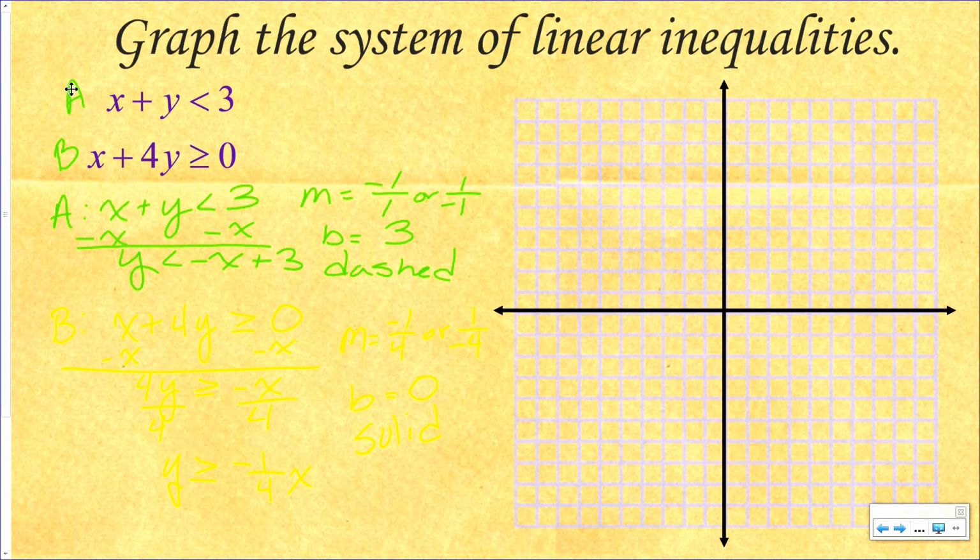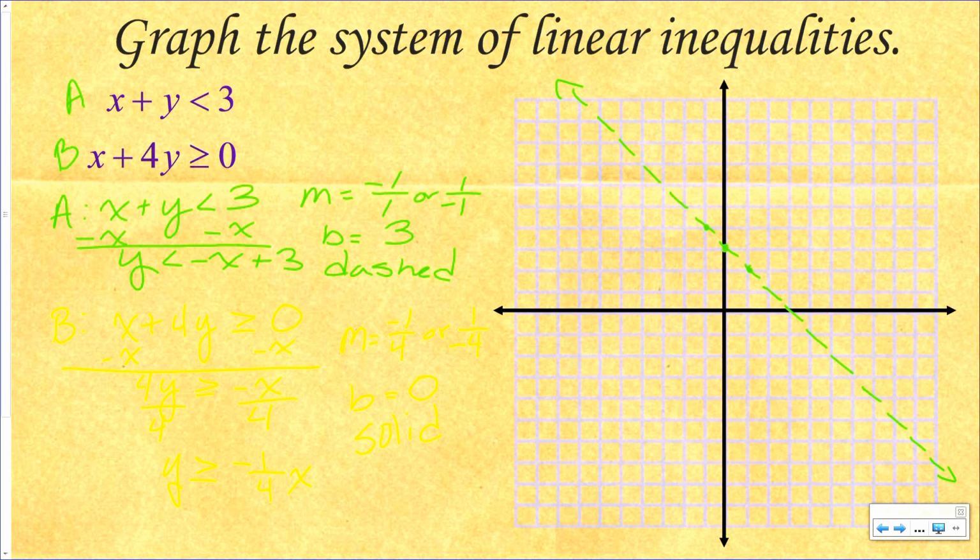So I'm going to start at 3. 1, 2, 3. And I'm going to go down 1, forward 1, or up 1, back 1. And I'm going to use a dashed line. Oh, it disappeared. My lines disappeared. So sad. Okay, dash line.